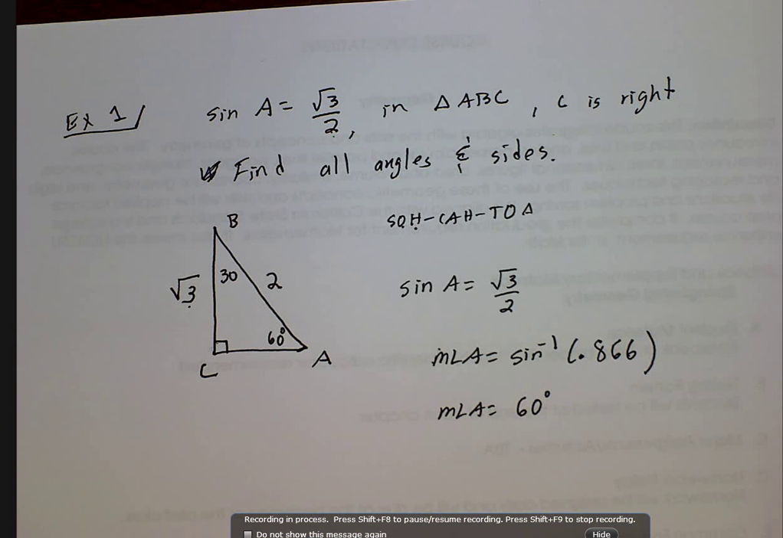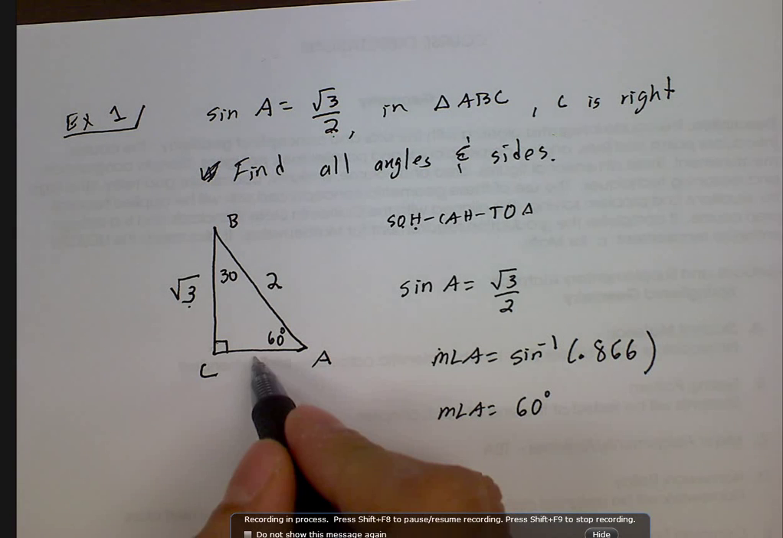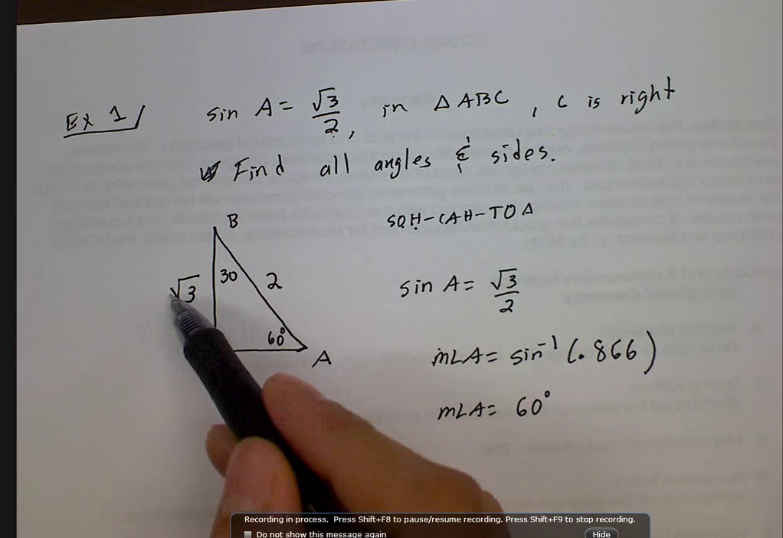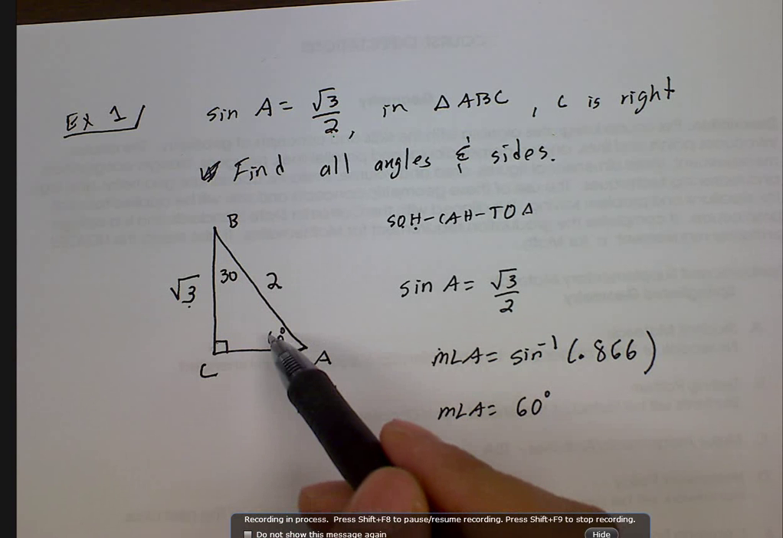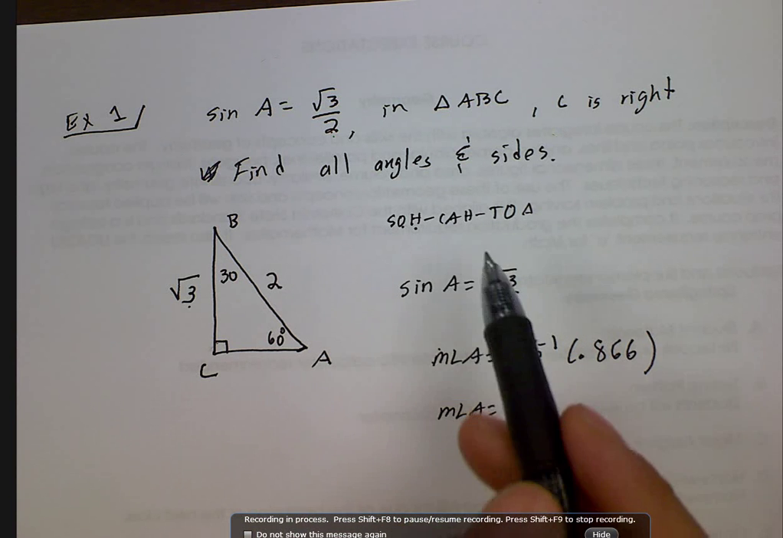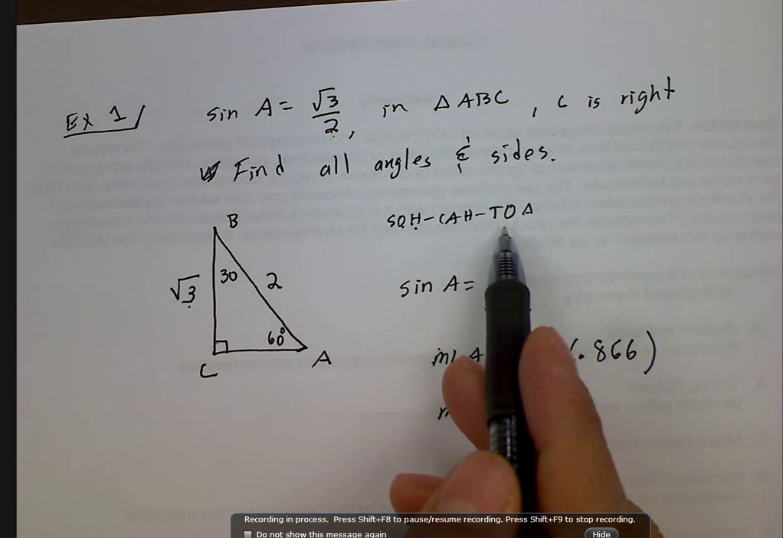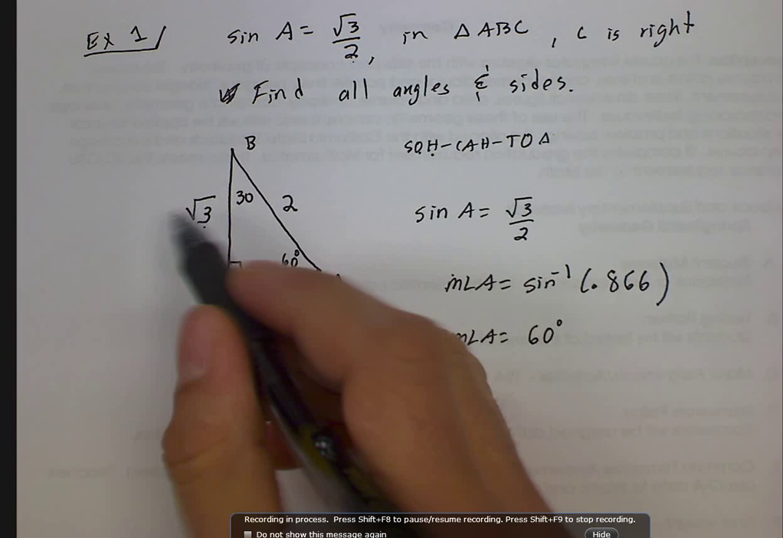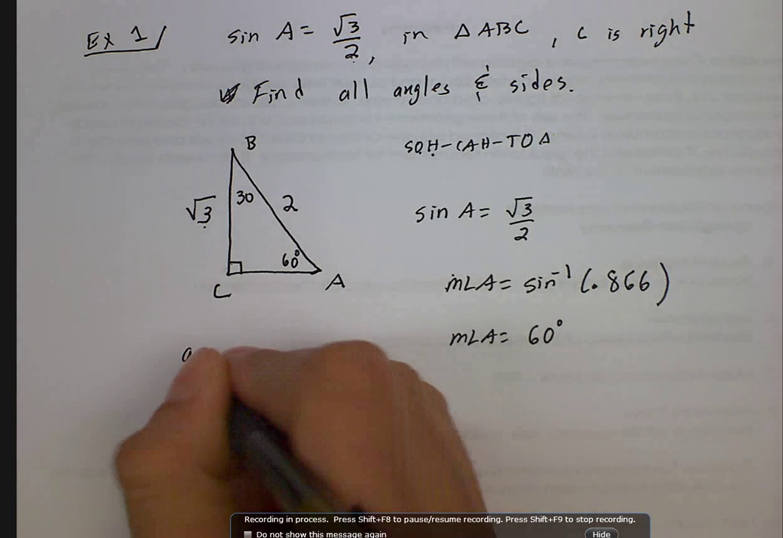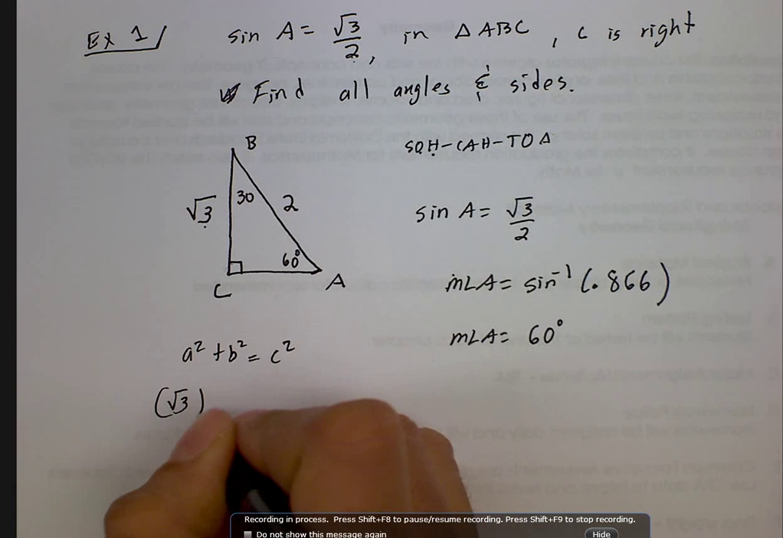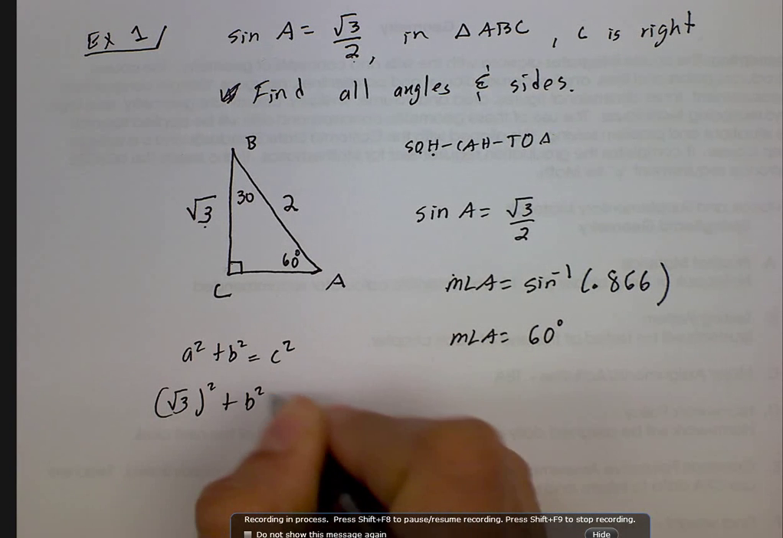Okay, so now we can find the other side using multiple ways. So one way could be 30, 60, 90, right? So another way could be Pythagorean theorem, or we can even use cosine to solve for it, or even tangent. So for me, I like using the Pythagorean theorem because I already know two sides. So I'm going to do a squared plus b squared equals c squared. I'm going to say my a is root 3. I'm going to square that. Plus b squared is equal to 2 squared.